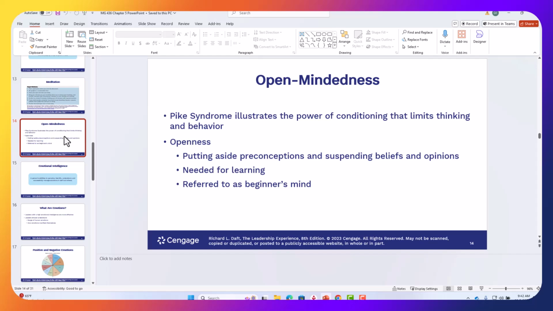This is how people advance their learning. This is how people who are experienced and senior and have been in a position for a long time can continue to grow, because they're open-minded.